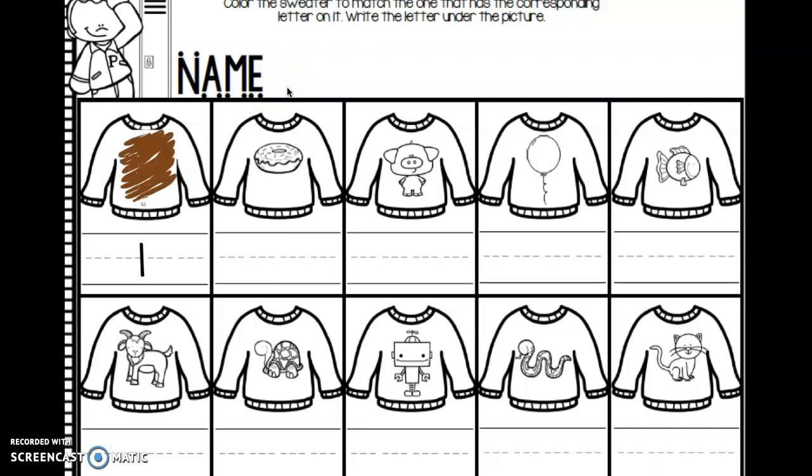You are going to continue writing the beginning sound for each picture. Donut, pig, balloon, fish, goat, turtle, robot, snake, cat. After you write the beginning sound, you will color it to match the sweaters that are hanging on the wall. For a challenge, you can stretch out the words to hear the beginning, middle, and ending sounds.